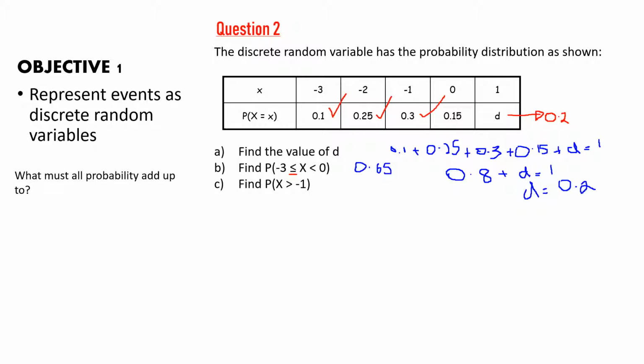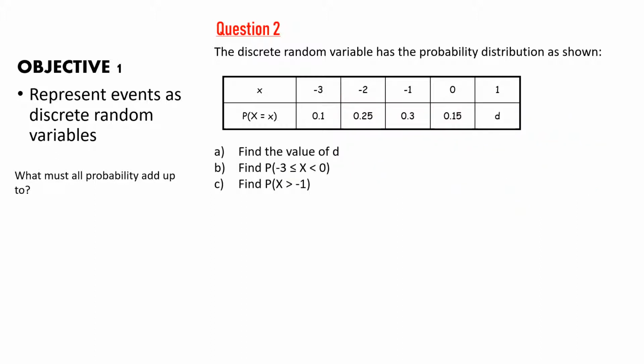Similarly, find the probability that x is greater than -1. I'll write in here that this is 0.2 because it's going to be used again. X is greater than -1, so I can't include -1, but I will include the 0, and I will include the 1. Our total probability is what you get when you add those two bits together. 0.15 and 0.2 is 0.35.